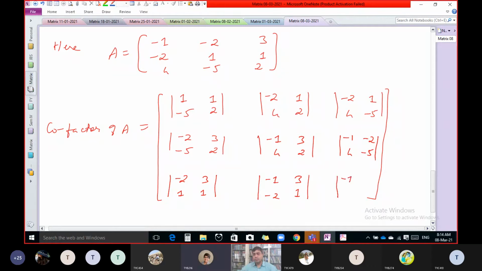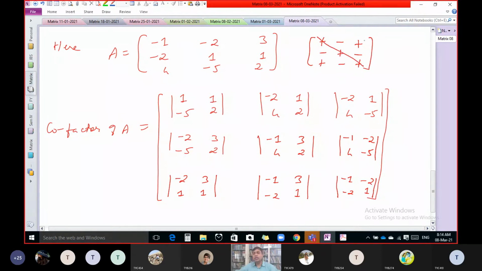Minus 1, minus 2, minus 2, 1. Correct. Now, after that, listen. After that, you have to use this sign matrix. It's like this: plus, minus, plus, minus, plus, minus, plus, minus, plus. This is the sign matrix. How to learn this?